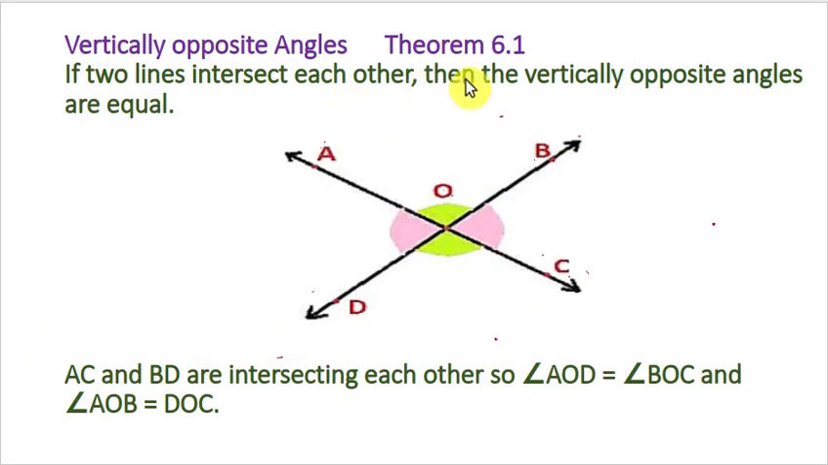Vertically opposite angles. Theorem 6.1. If two lines intersect each other, then the vertically opposite angles are equal. For example, AC and BD are intersecting each other at a point O. So angle AOD and angle BOC are equal because they are vertically opposite angles. Likewise, angle AOB and angle DOC are vertically opposite angles. These are also equal.